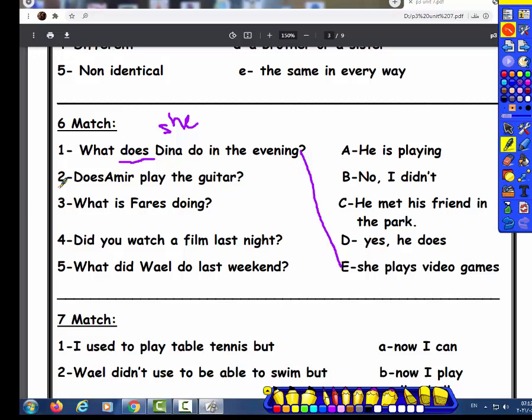Number 2, does Amir play the guitar? Does Amir means he. It's a question. Does Amir play the guitar? Yes, he does.